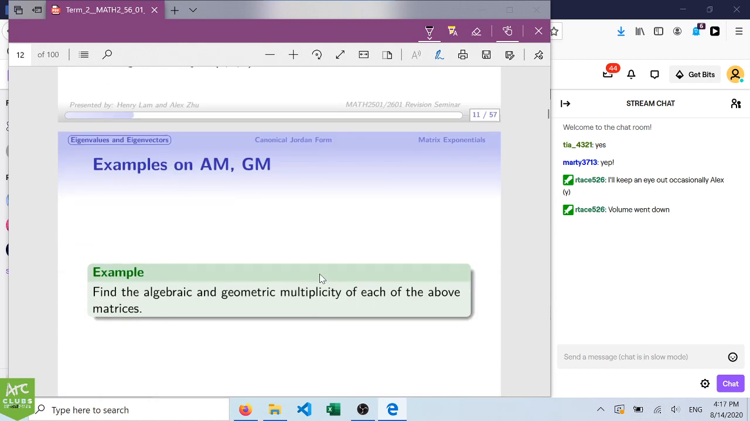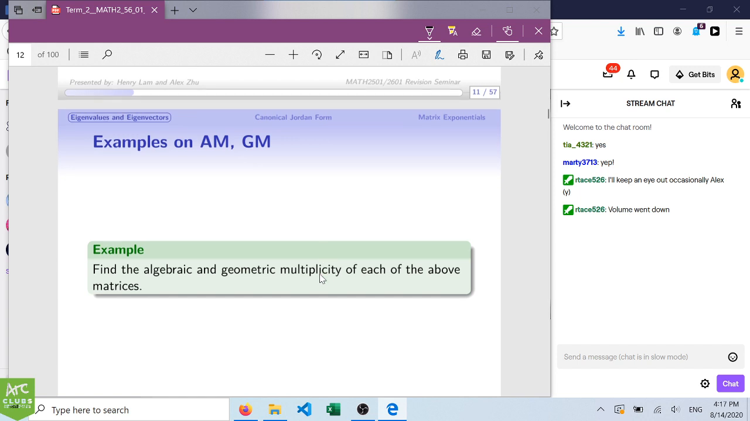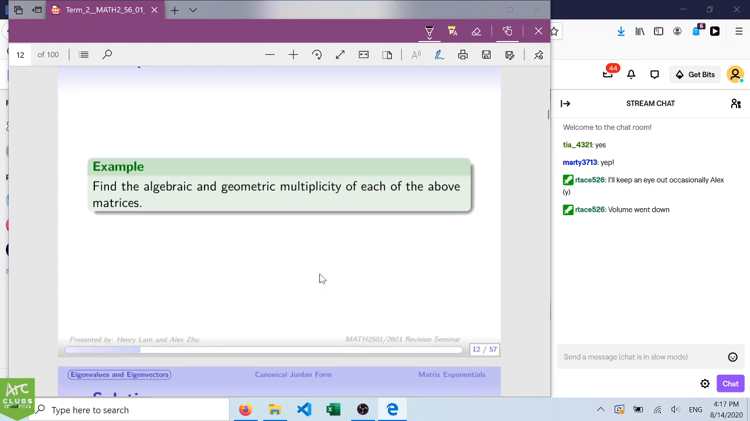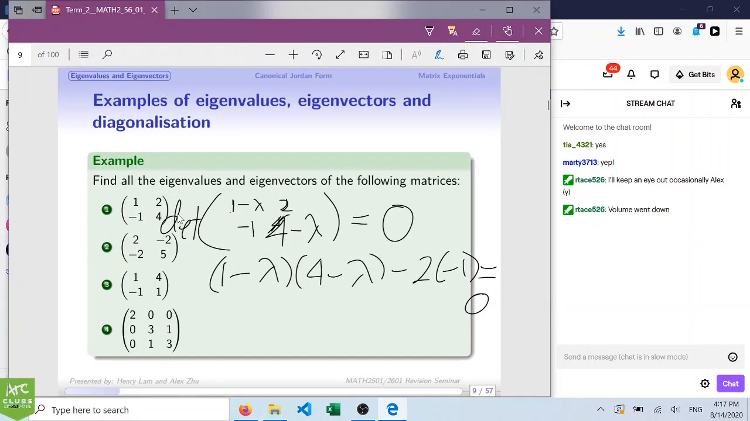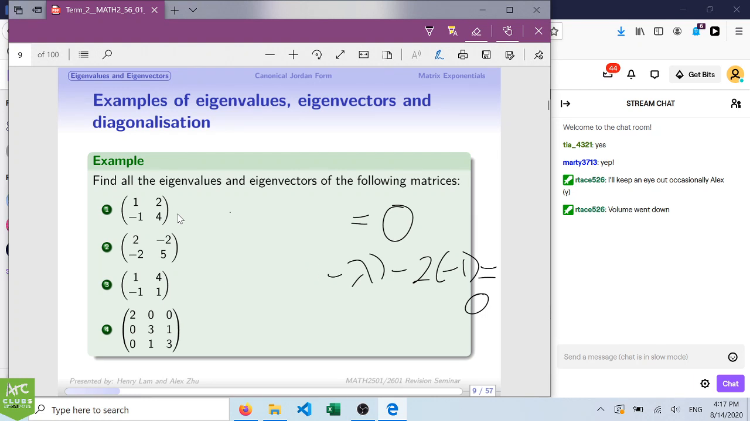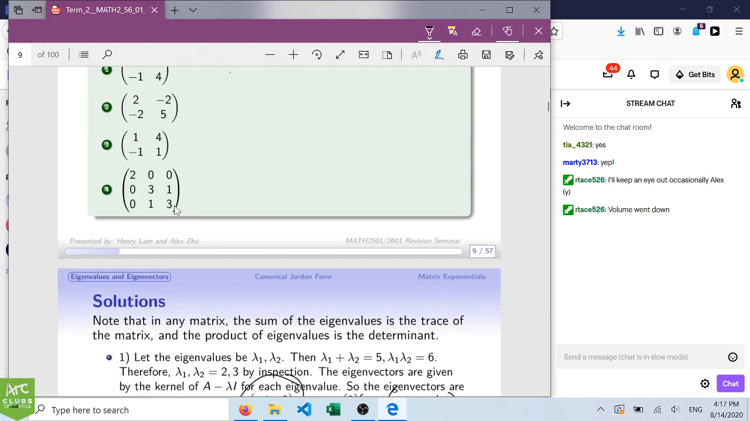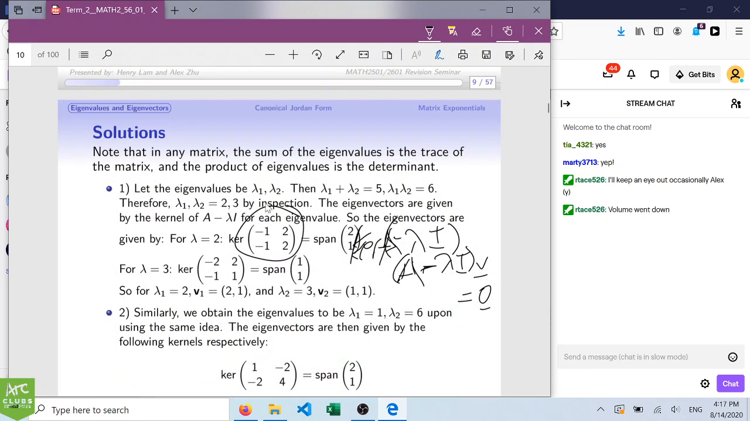Okay, so next up we have the example on arithmetic multiplicity and geometric multiplicity. We want to find AM and GM for each of these. So remember, AM is the number of solutions to the characteristic polynomial, and GM is the dimension of the kernel. Okay, so for the first one, you have two lambda values.